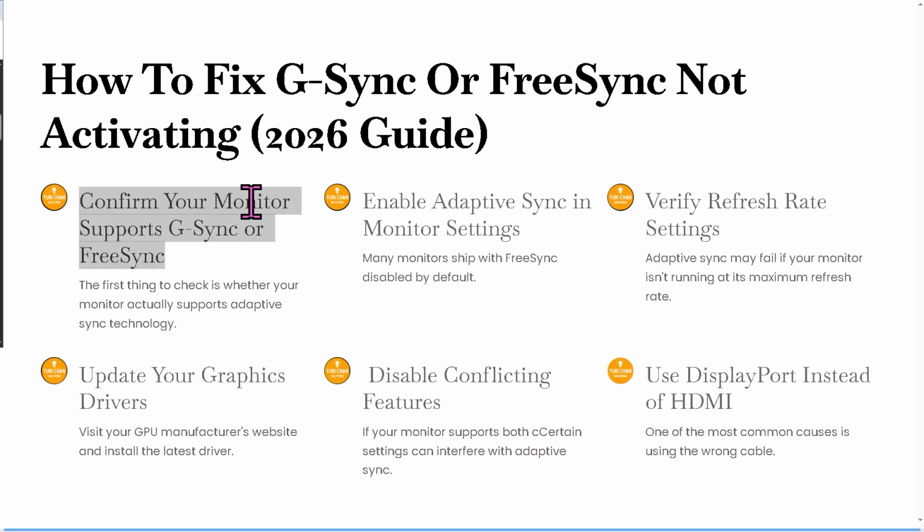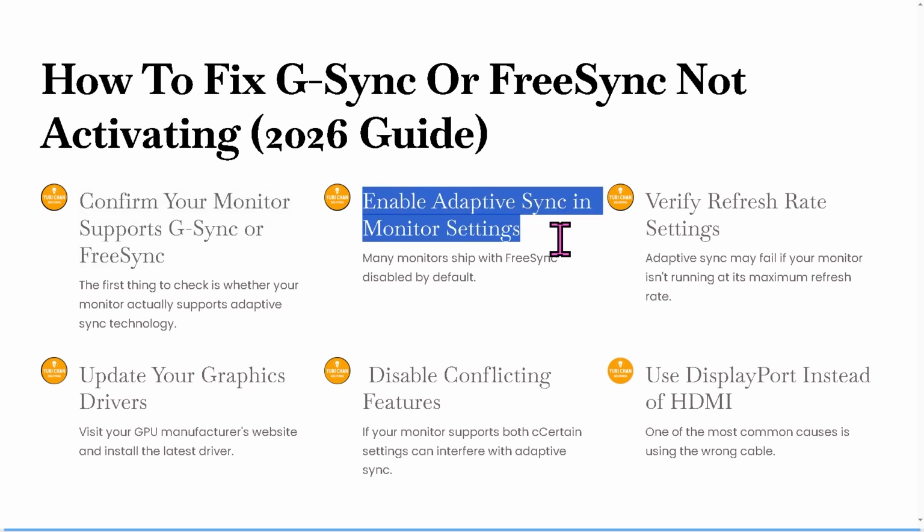Now, another option that you can look into is enabling adaptive sync in monitor settings. Let me tell you this, many monitors ship with FreeSync disabled by default. You need to use the monitor's physical buttons, open the monitor's OSD menu, navigate to gaming settings, locate the FreeSync, adaptive sync, or variable refresh rate. Turn it on. Save the settings. After enabling it, restart your PC if that works.